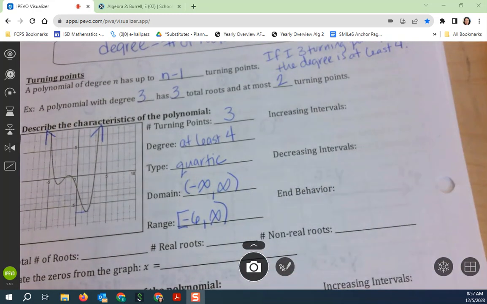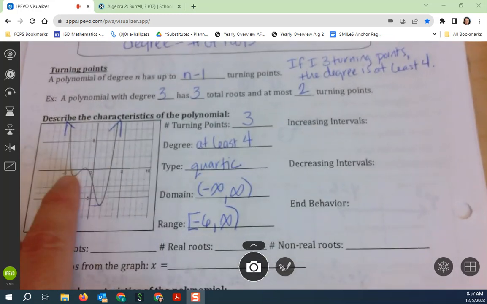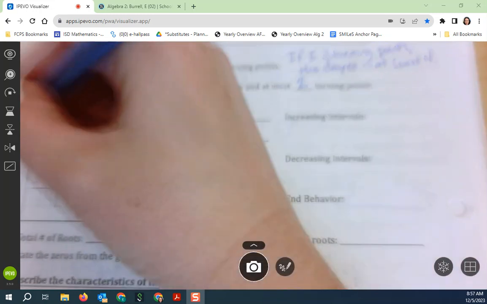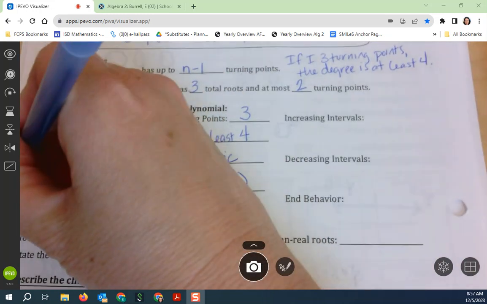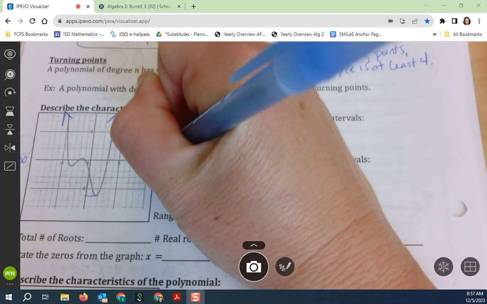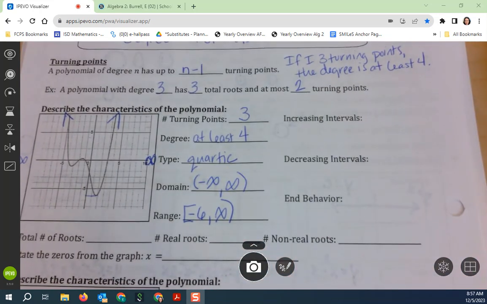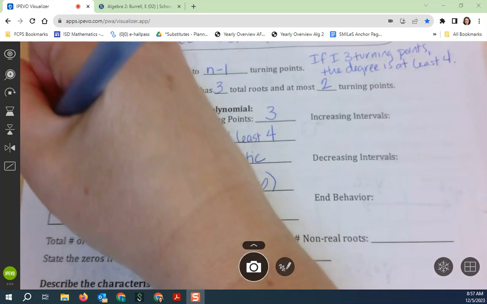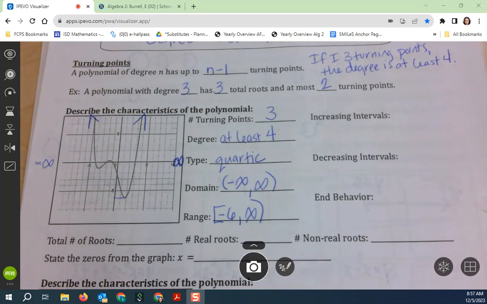I'm going to go back up here before we do the bottom part. All right, so a reminder about increasing and decreasing. To do increasing and decreasing, we only look at the x numbers. And so I'm going to ask you to put a negative infinity on the left and a positive infinity on the right. Negative infinity on the left and positive infinity on the right.